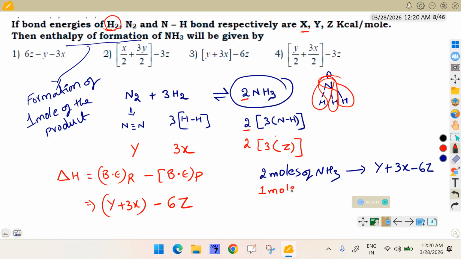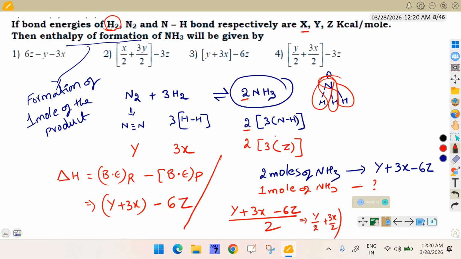Then how much energy does 1 mole of NH3 require? Cross multiply: Y plus 3X minus 6Z by 2 amount of energy. Or it can be written as Y by 2 plus 3X by 2 minus 3Z. Fourth option is the correct option.